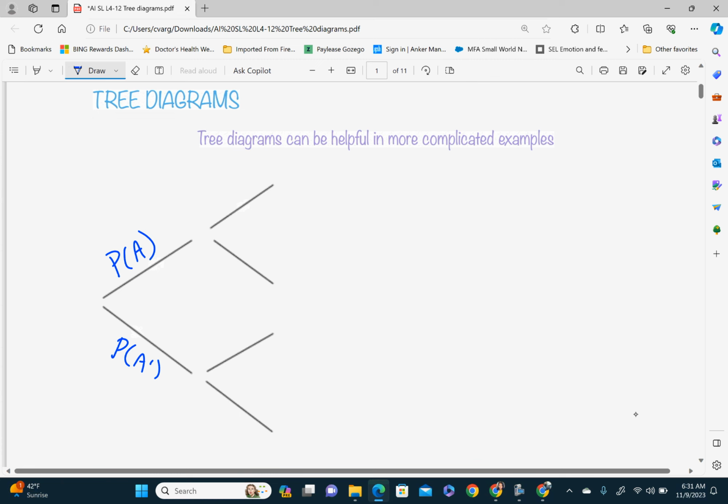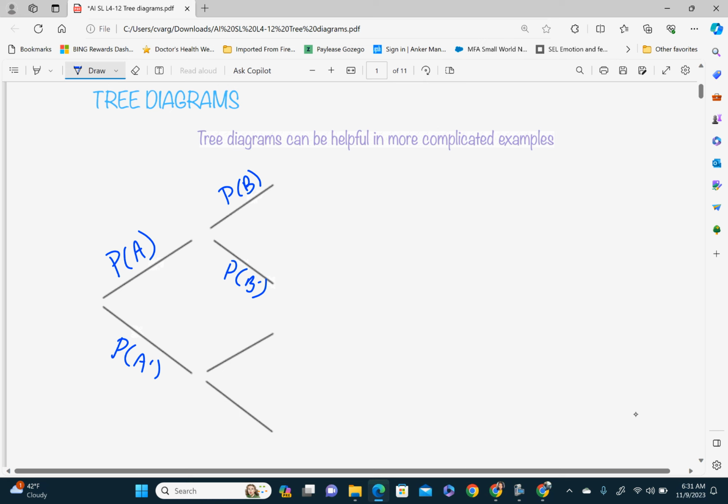Okay, so that can be literally anything, right? The probability that it's raining, the probability that it's not raining. The probability that you have $20, the probability that you don't have $20, and so on and so forth. Then after that, we have the probability of B here, and on the bottom, we have the probability of not B. We'll do actual examples so you can see it.